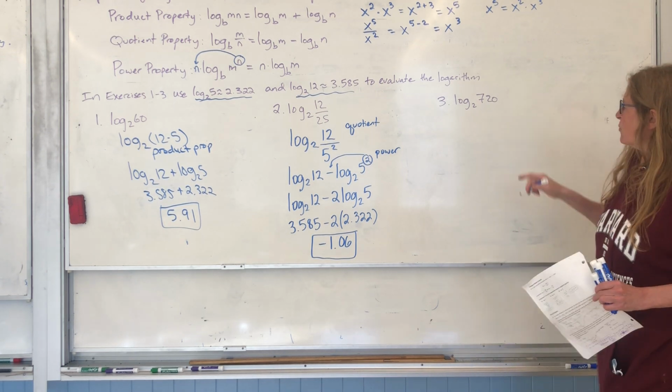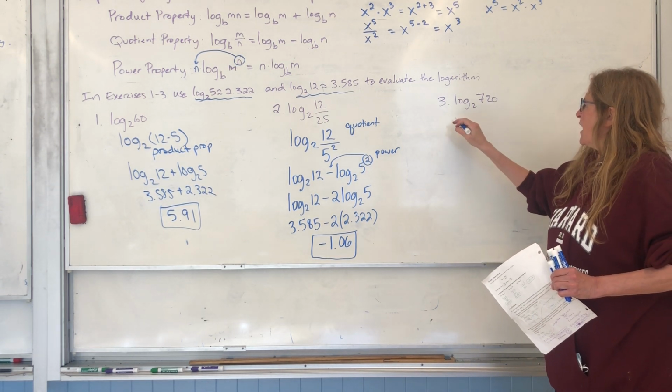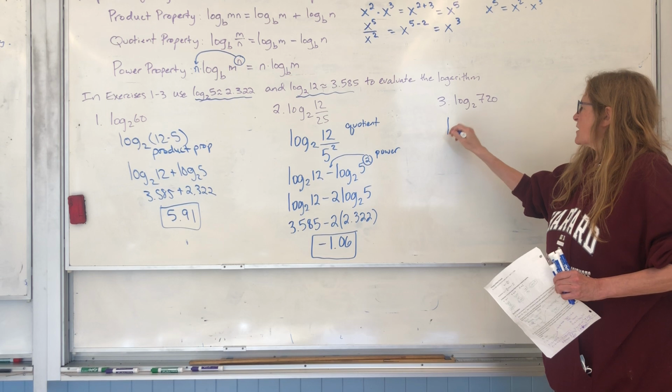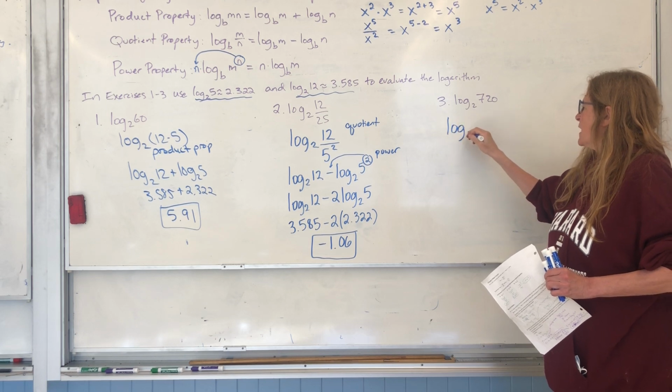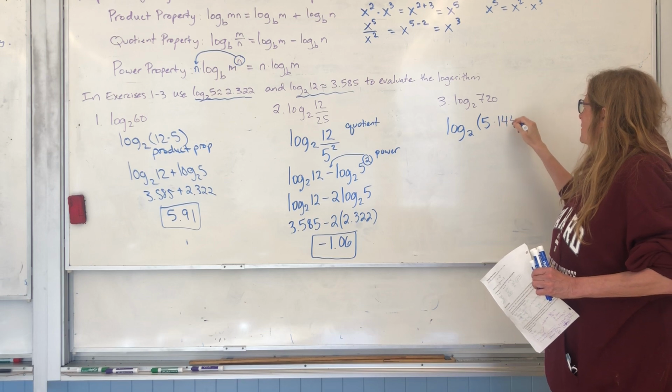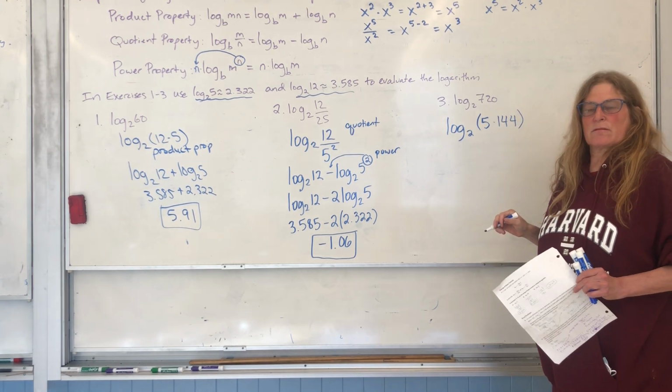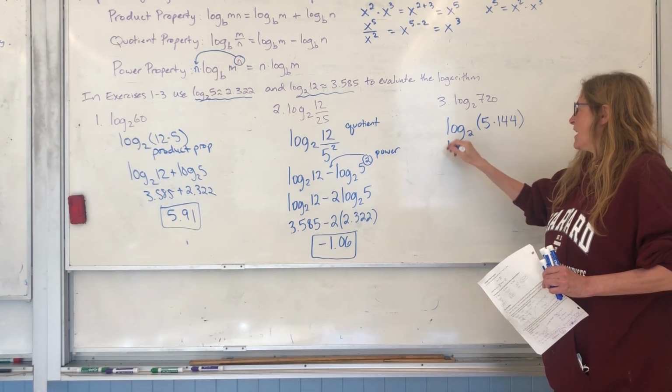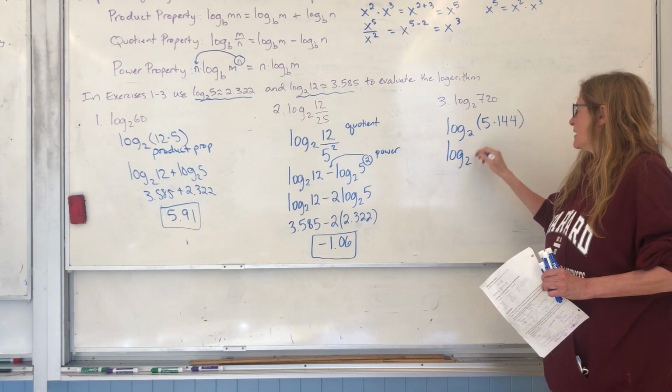Okay guys, our last one. Well, I know I got to deal with 5s and 12s. So what I did first is I said, well, let's do 720 divided by 5. And I got that it was 5 times 144. And then I said, I know that 144 is 12 squared.